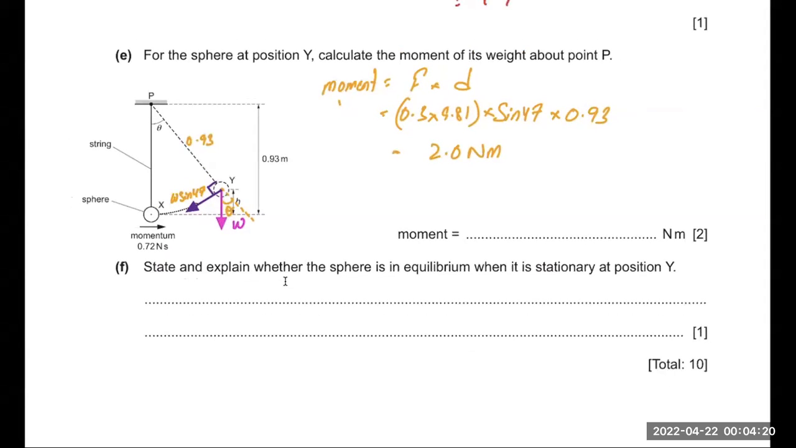Part F says, state and explain whether the sphere is in equilibrium when it is stationary at position Y. Is the sphere in equilibrium at this instant? No, it's not. It is not in equilibrium. And why is it not in equilibrium? Because for equilibrium, there are two conditions. The net or the resultant force should be 0. The net or the resultant moment should be 0. This sphere experiences a force at Y, which is the weight of the sphere. This sphere experiences a moment at Y, which is 2 Newton meter.